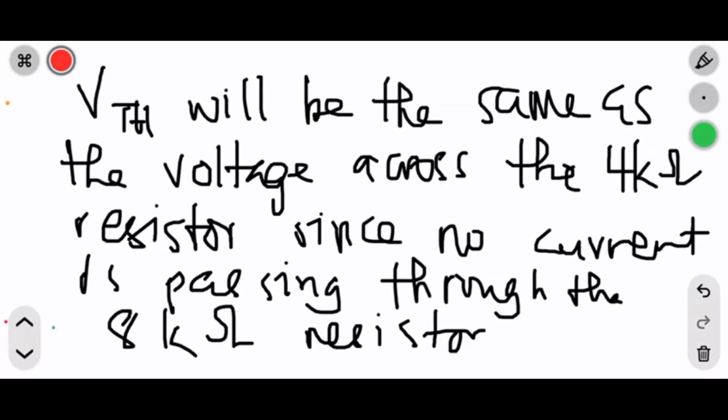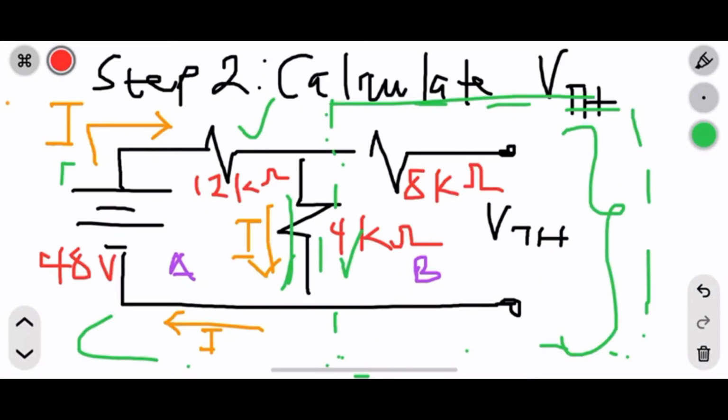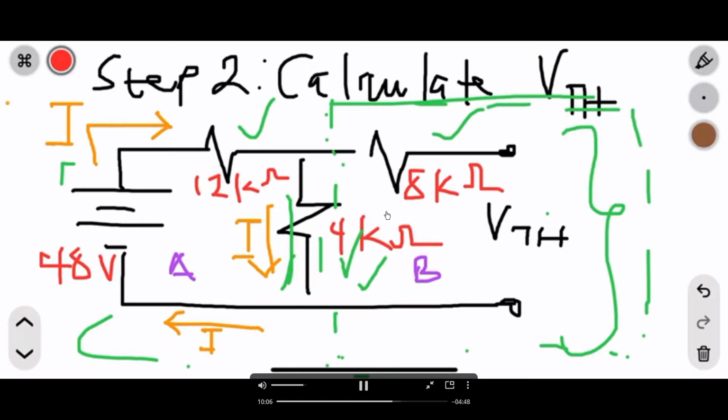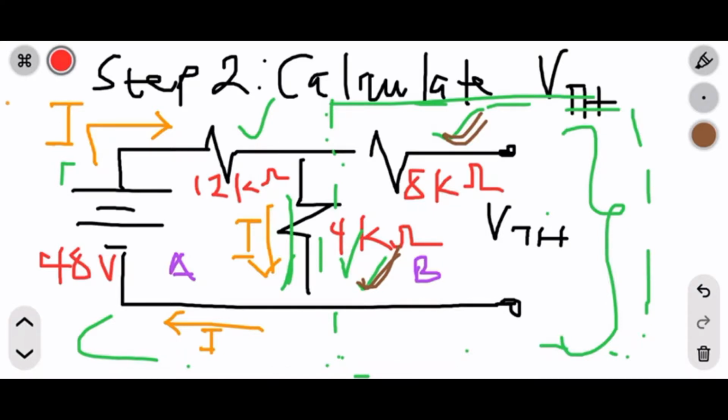So looking at the diagram, you see VTH, if you are taking a loop or a path, will consist of the 8 kilo ohm and the 4 kilo ohm. You get me? So that will be the loop we will take. But remember, no current is passing through the 8 kilo ohm resistor.